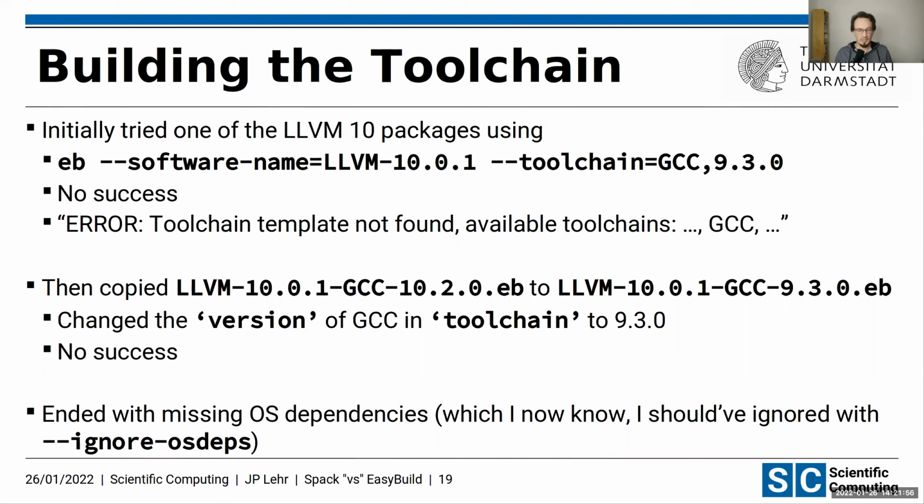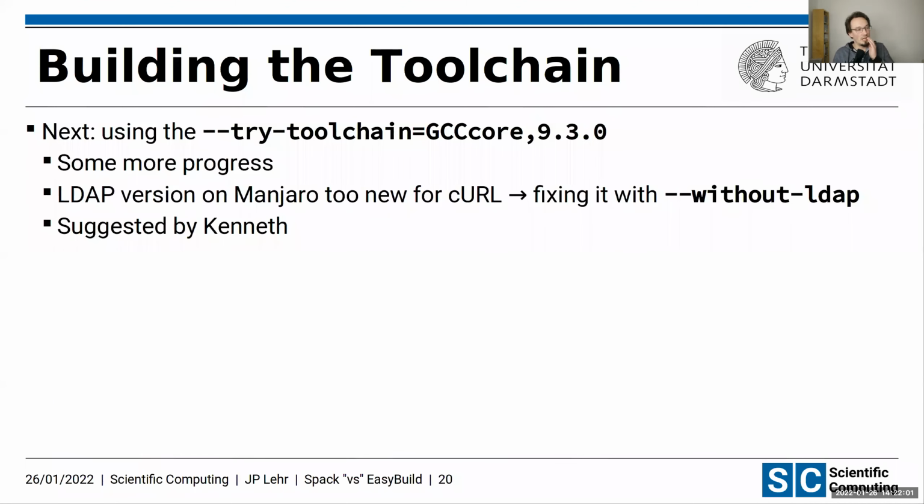So this next week, basically, Kenneth again was on stream, and he said, "Oh, you should potentially try the try-toolchain option." So here we went with try-toolchain GCCcore 9.3.0. And then we made some progress. We actually found that the LDAP version of Manjaro apparently is too new for the curl version that's required by the dependencies. So we had to give it a without-LDAP flag. And then the compile went smoothly.